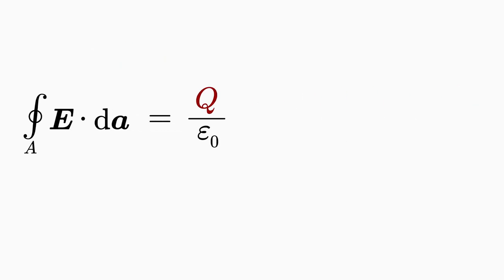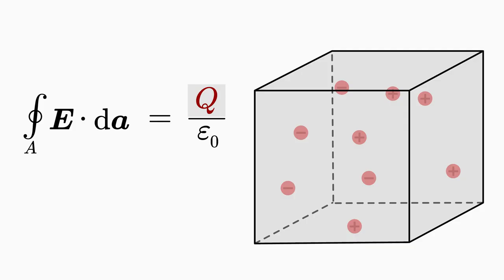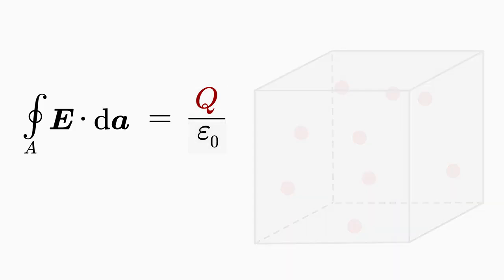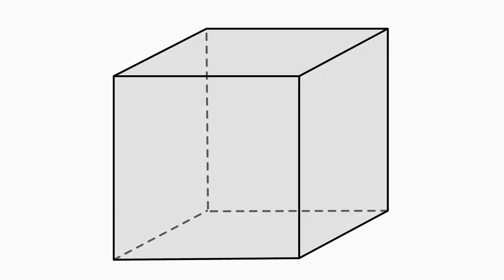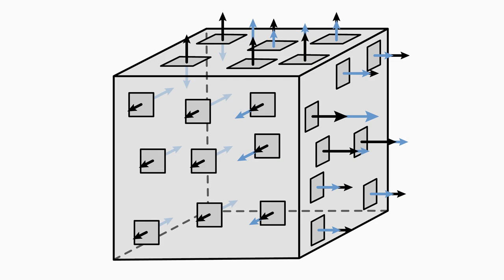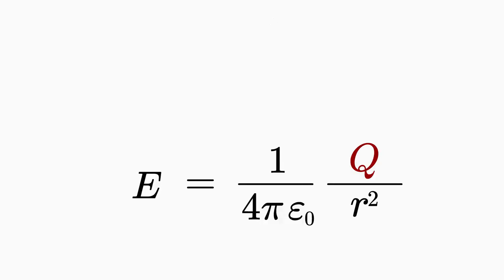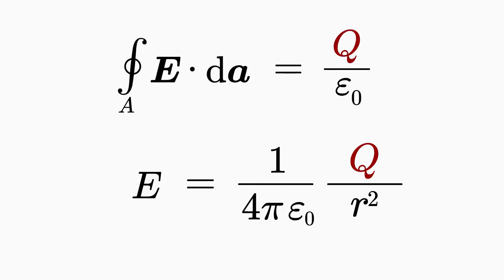On the right-hand side is the total charge Q, which is enclosed by the surface A, divided by the electric field constant, which provides the correct unit. The first Maxwell equation states that the electric flux phi through a closed surface A corresponds to the electric charge Q enclosed by this surface. By the way, Coulomb's law is a special case of the first Maxwell equation.